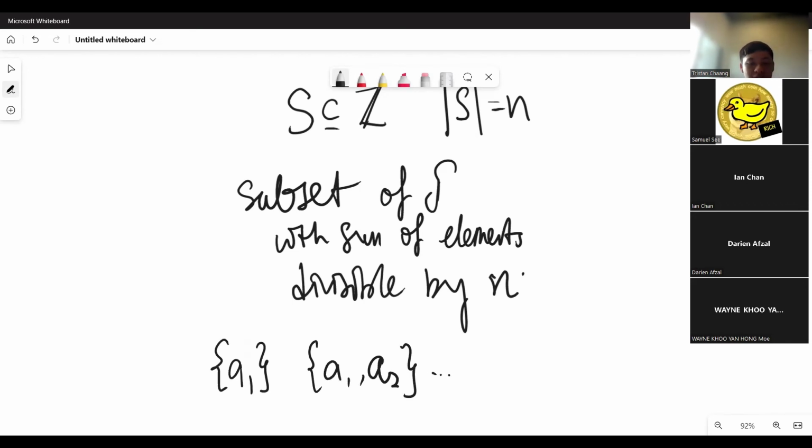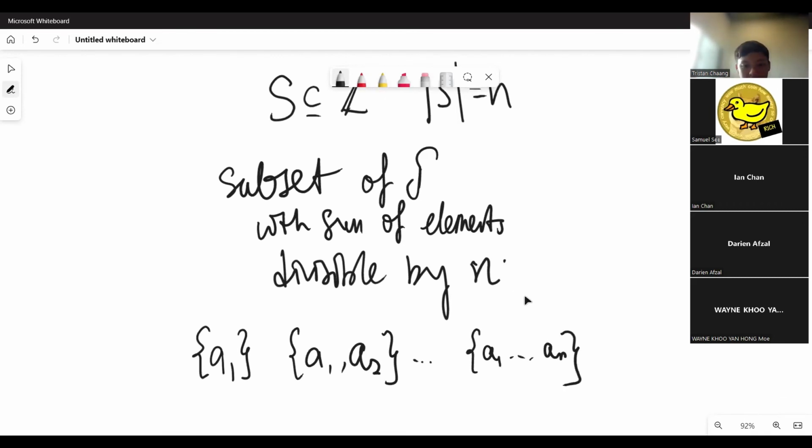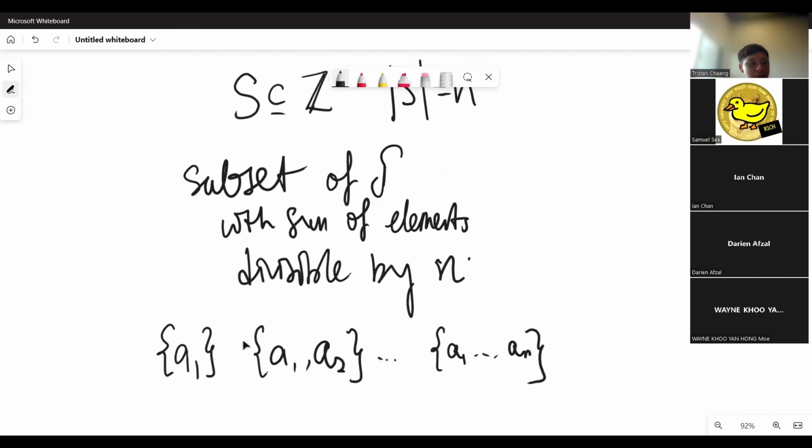And then A1, A2, A3, and so on until AN. So why do we restrict ourselves to observe this family of subsets? Because using this list, we can talk about subtraction. You can subtract one from the other. One must contain another.